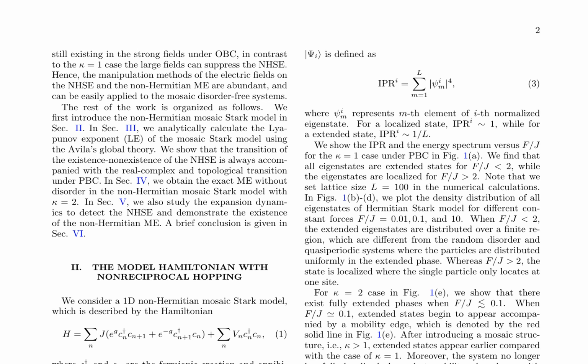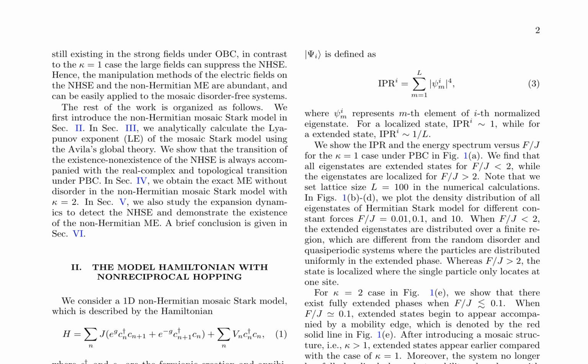The non-Hermitian mosaic Stark model, a unidimensional system described by the Hamiltonian H, exhibits non-reciprocal hopping and on-site potential with a mosaic structure. It is characterized by nearest neighbor non-reciprocal hopping amplitudes J e^{±g}, and on-site potential V_n, which occurs with interval kappa. This model reduces to the Wannier-Stark model when kappa equals 1 and g equals 0.